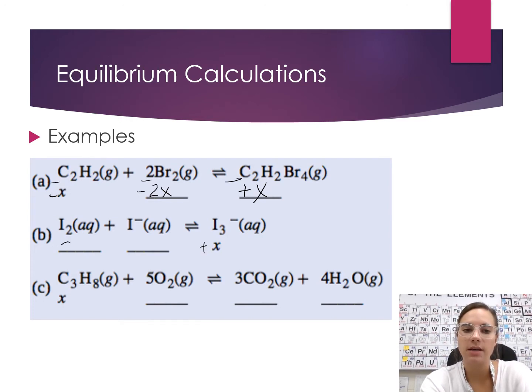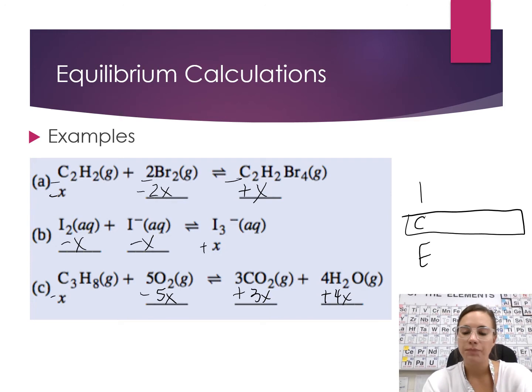For this one, I have plus X for I3 minus. So in the reactants, I have minus X and minus X. All of them had a coefficient of 1. Here, I have minus X in the reactant. So then for 5O2, it would be minus 5X. And in my products, it's going to be plus 3X and plus 4X. So for that row of C in our ice chart, we just use a minus for the reactants, a plus for the products, and then we use the coefficients.